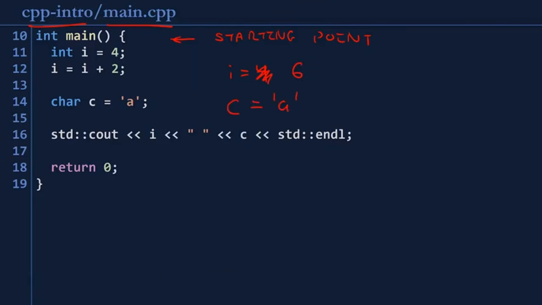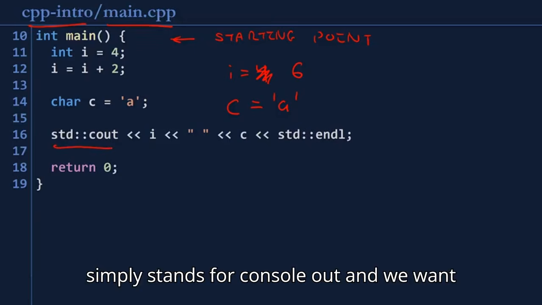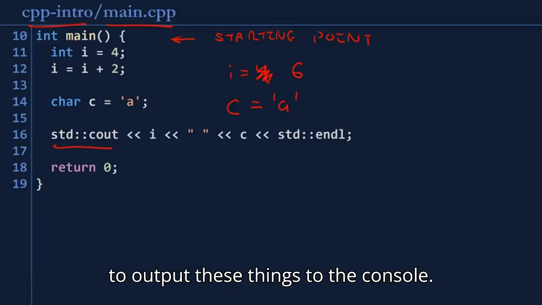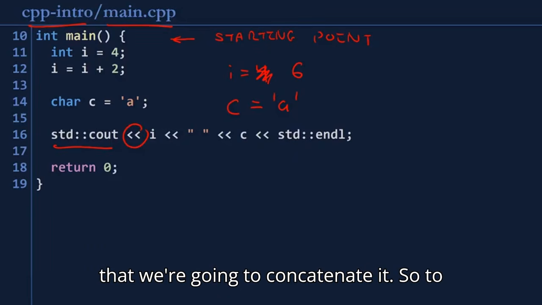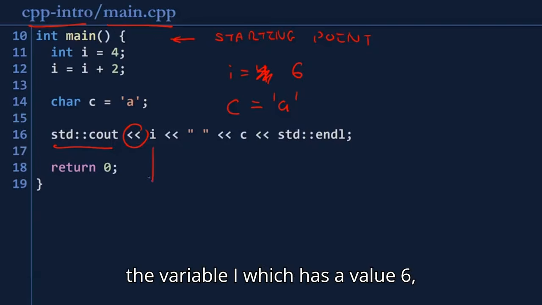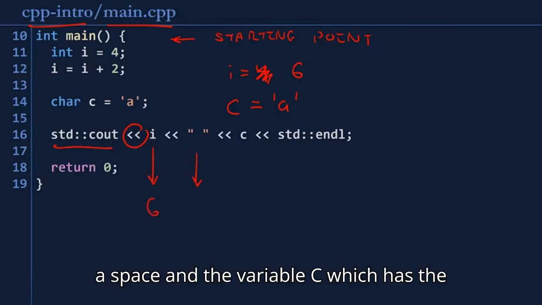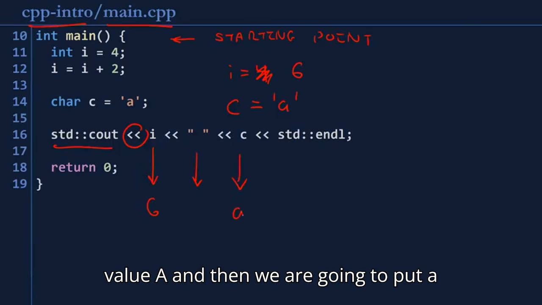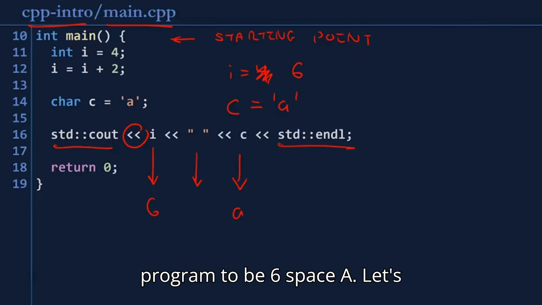And finally, on line 16, we see a new syntax, std::cout. This std::cout simply stands for console out, and we want to output these things to the console. The double alligator brackets indicate that we're going to concatenate it. So to the console, we're going to concatenate the variable I, which has the value 6, a space, and the variable C, which has the value A. And then we are going to put a new line. We expect the output of this program to be 6 space A.